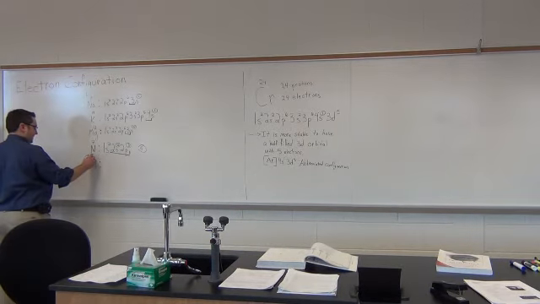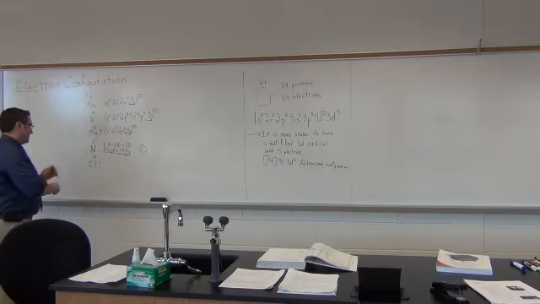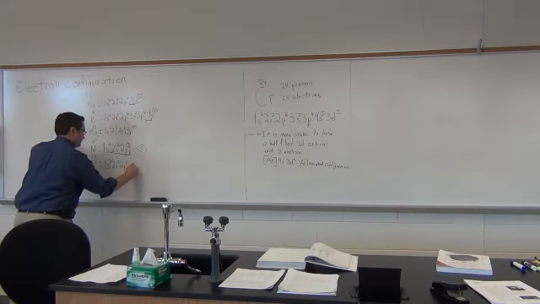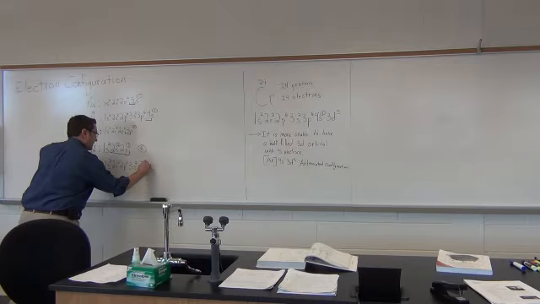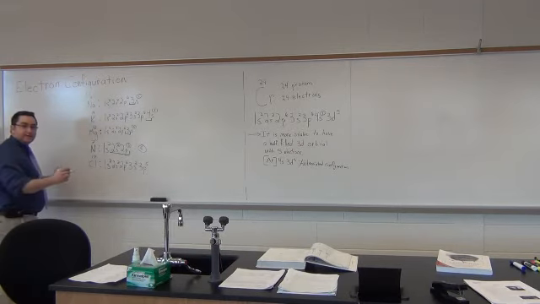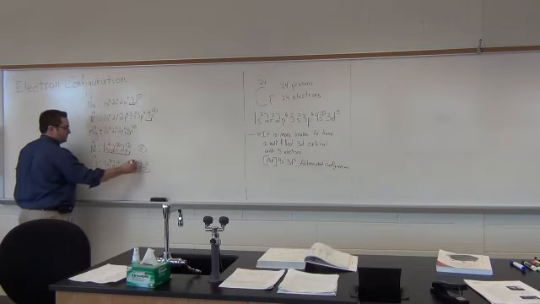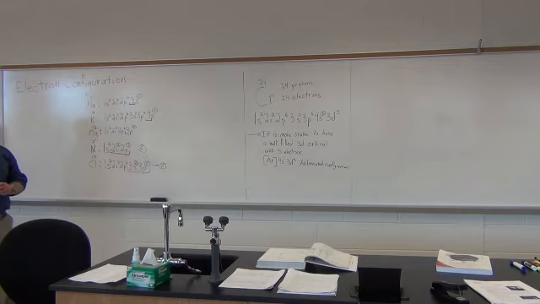Chlorine's atomic number is 17. Based on the columns, what would you predict it to have? 7 valence electrons. So let's use up 17. We have 1s2, 2s2, 2p6, 3s2, 3p, and how many are left? 5. Our highest coefficient is what? 3. And we have a 2 and a 5, which gives us 7. So that one has 7 valence electrons.